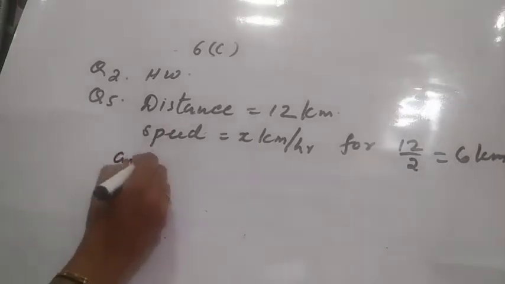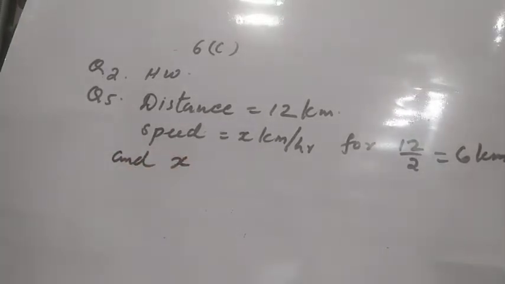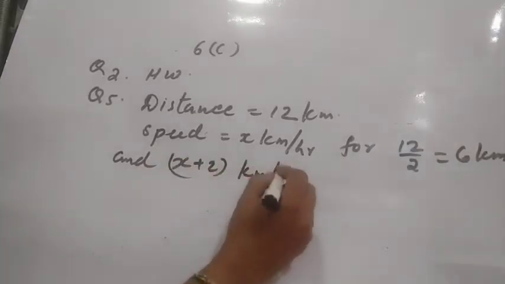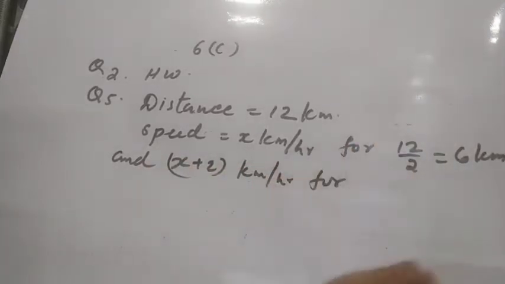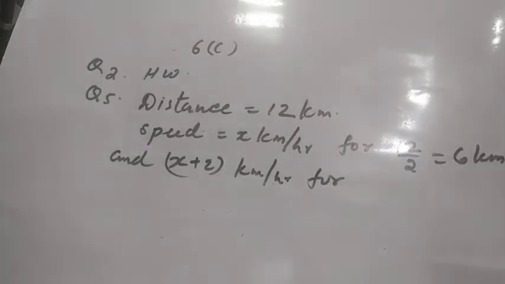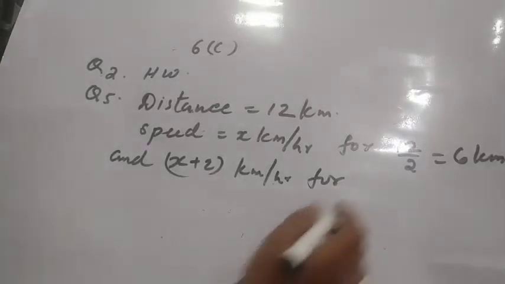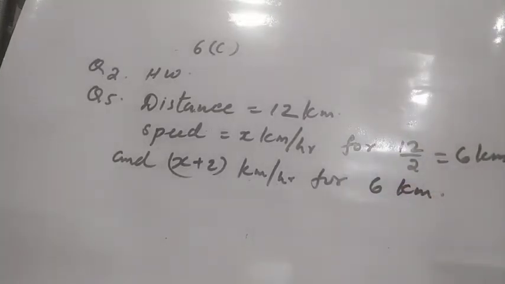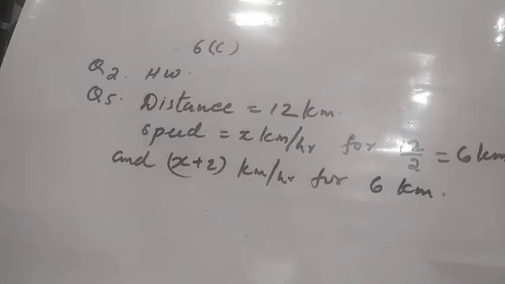And with a speed of x plus 2 km per hour for the remaining. Remaining means she covered half the distance now, now the remaining half only. The remaining 6 kilometers. So she used 2 speeds to cover the total distance of 12 km. That is 6 km covered at x km per hour and the remaining 6 km covered at x plus 2 km per hour.